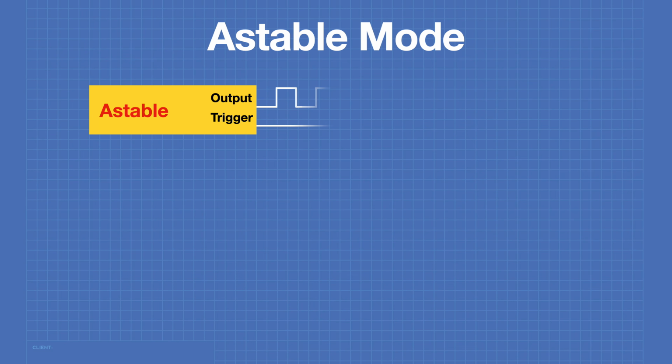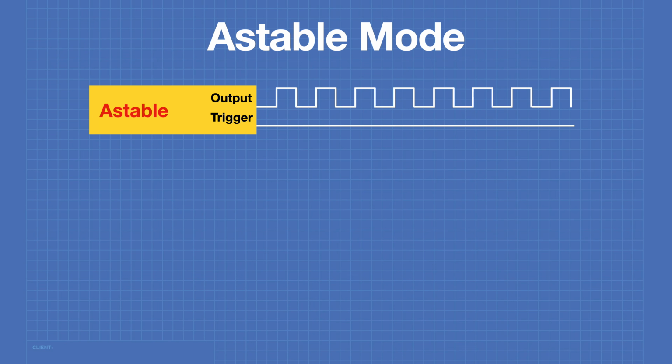What I want to do now is demonstrate how you wire up the 555 timer for all 3 different modes and run a quick demonstration of each of the modes so you can see how it works. And so let's begin by looking at the astable mode.